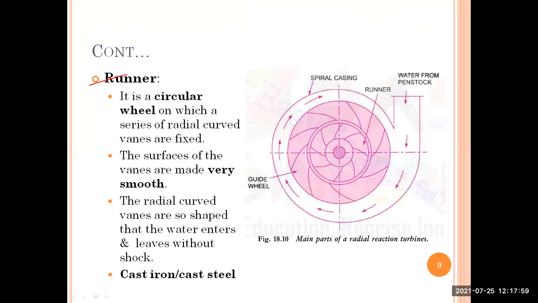And the next part of this radial flow reaction turbine is the runner part. You can see it is a circular wheel, where a series of radial moving curved vanes are fixed. The surface of these moving vanes is made very smooth to avoid losses. If the surface is smooth, then there are no losses. And the radial curved vanes are so shaped that the water enters and leaves without shock. So the vanes fixed on the runner are made in such a way that while entering and while leaving, there is no shock. The material used for the runner is cast iron or cast steel.